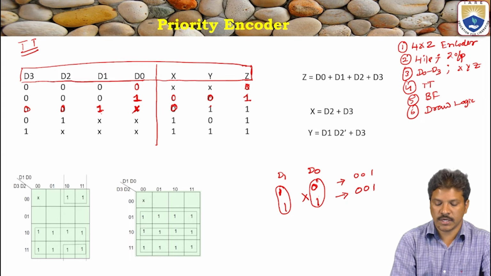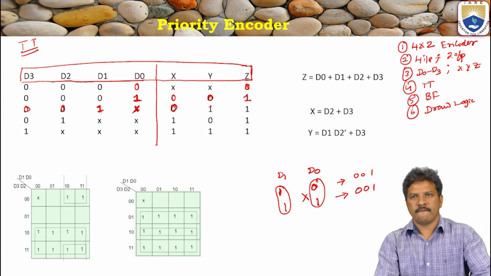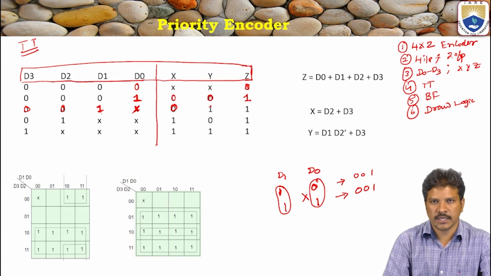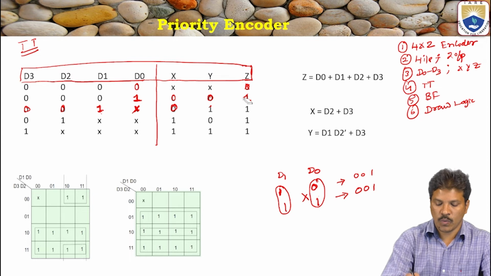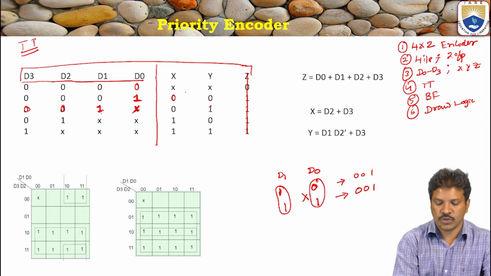Sorry, in this priority encoder, we will consider only this column. So 0, 0.